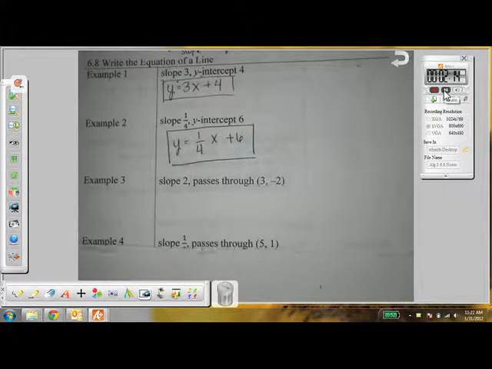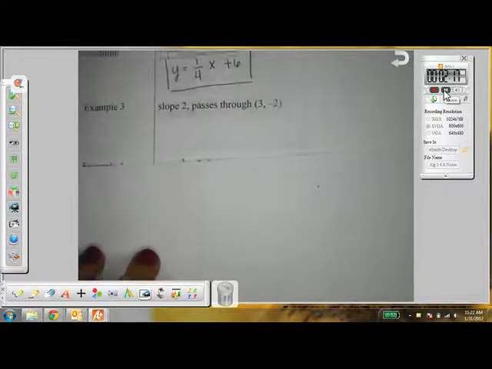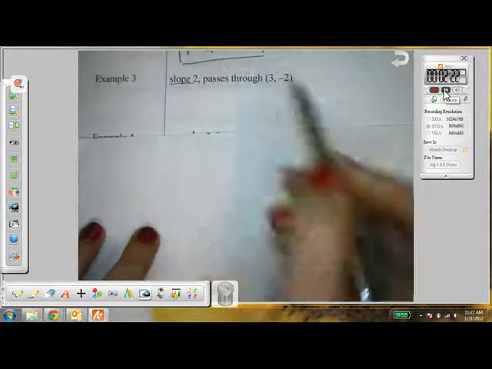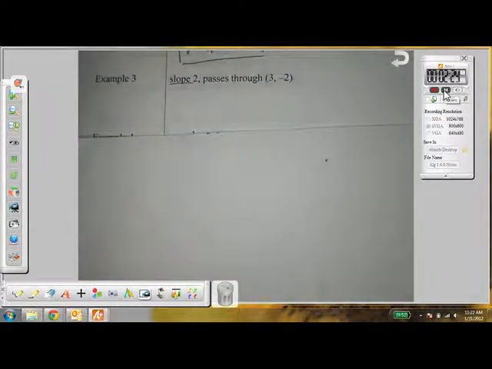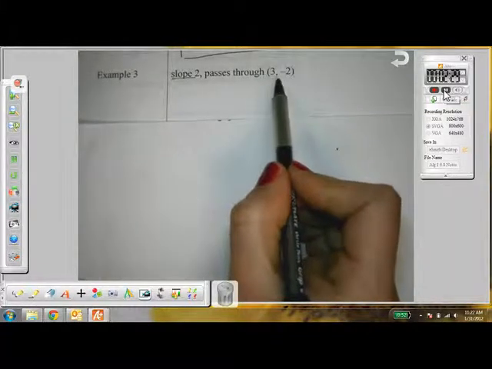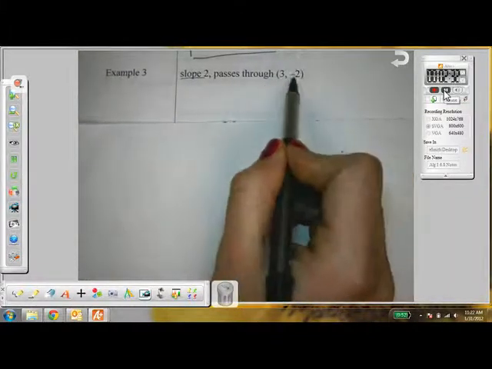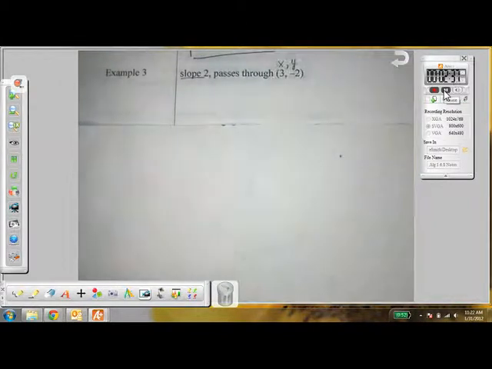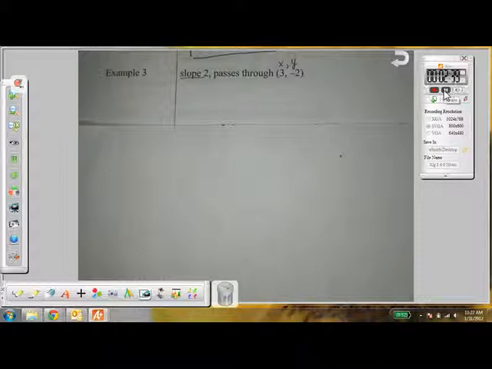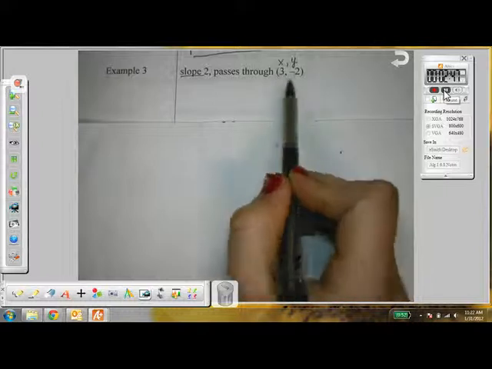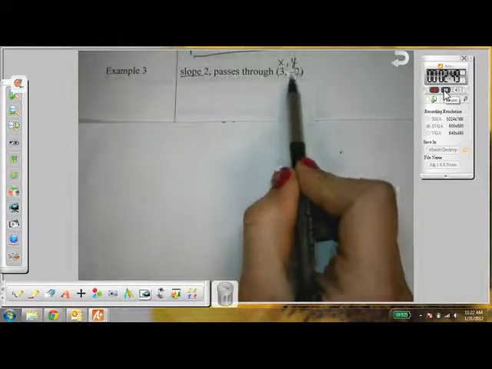Alright, looking at example 3. I have a slope of 2, but do I have a y-intercept yet? Nope. I don't have the y-intercept. This is just a point. It's not the y-intercept. But this is a coordinate. Coordinates are always x, comma, y. So what do you think we're going to be able to do here? You're going to fill it in. Good, exactly. We're going to plug it in. Where I see x, I'm going to plug in 3. And where I see y, I'm going to plug in negative 2. So let's plug it in.